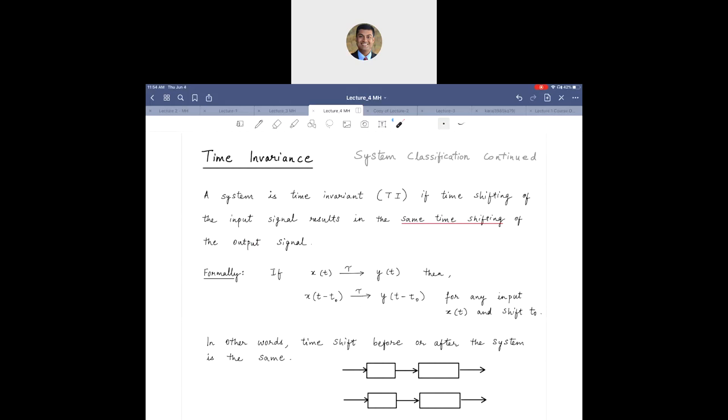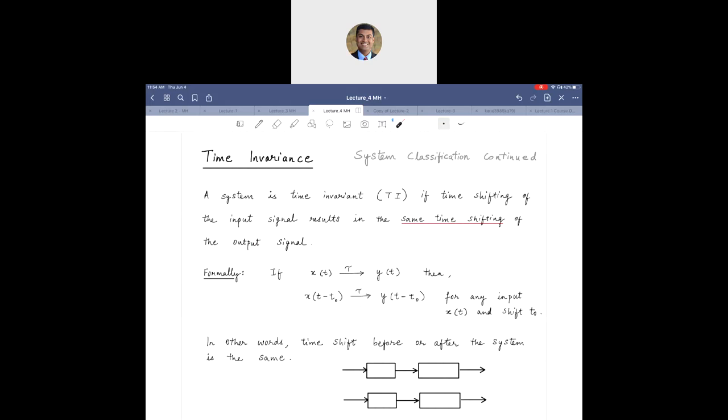So formally, how would we write it? If x of t is an input to a system with system operator cap T, y of t is the output, then if you shift the input by t0, the output also gets shifted by the same amount, for any input x of t and for any shift t0. In this case, t0 can be positive or negative. If it is positive, that corresponds to a delay. If it is negative, that corresponds to an advance of the signal.